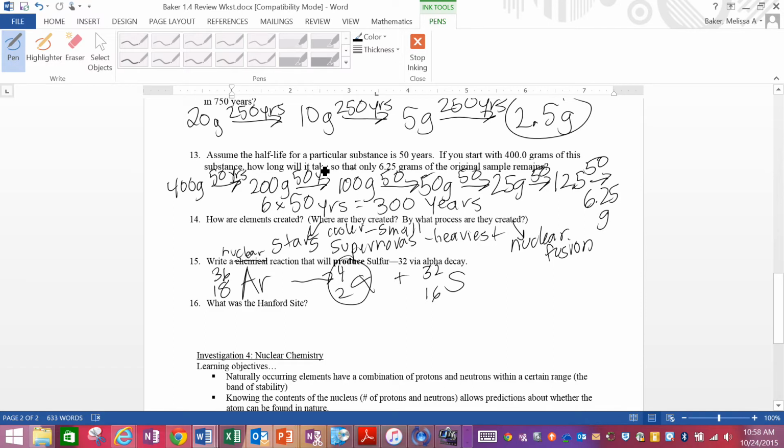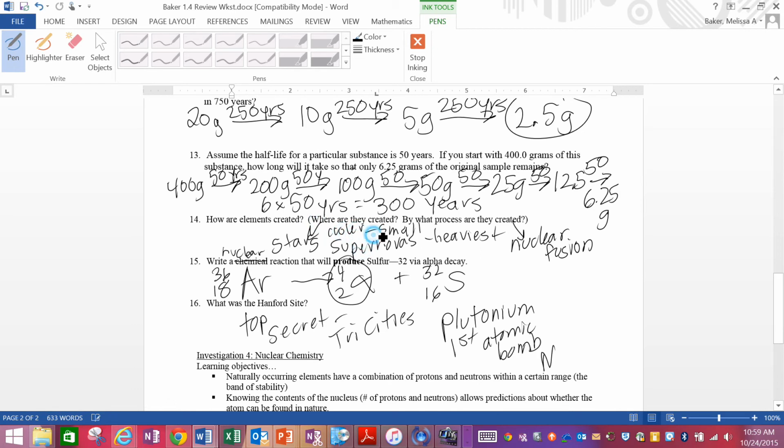Final one, what was the Hanford site? This was a top secret place in eastern Washington, the Tri-Cities area. And at the Hanford site, they made the plutonium for the first atomic bomb and for the atomic bomb that was dropped on Nagasaki.